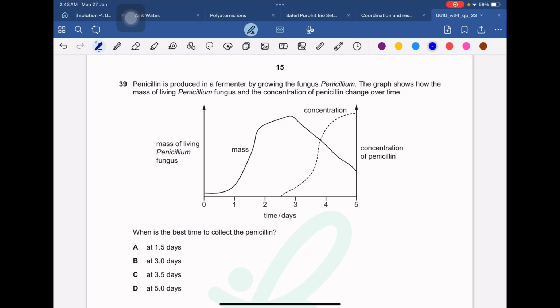Penicillin is produced in a fermenter by growing the fungus Penicillium. The graph shows how the mass of the living Penicillium fungus and the concentration of penicillin change over time. When is the best time to collect the penicillin? So we can see that the label for this graph on this side is the concentration of penicillin. And we can see that the concentration of penicillin is increasing during this time. And this will be the best time to collect the penicillin, which is between 3 and 4. So that's why the answer for this will be C, which is 3.5 days.